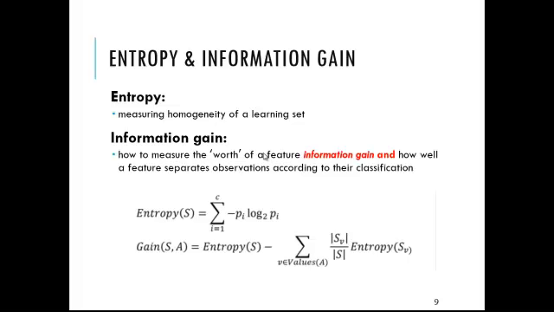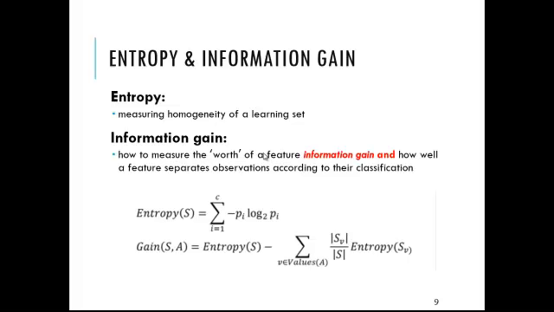For example, if we have play or not play, it will be minus p of no play, log 2 of p no play, and minus p play, log 2 of p play. So what is p? p is the proportion or ratio between the number of instances corresponding to a particular value, for example, play or not play, yes or no, over the total number of instances.